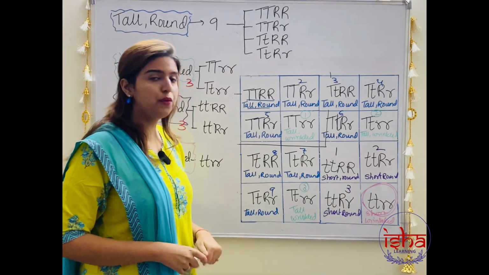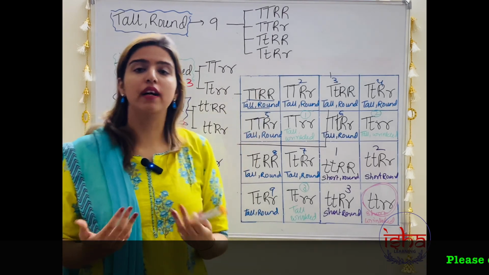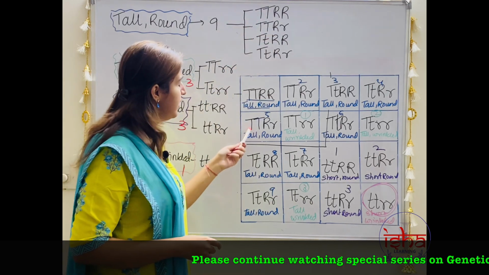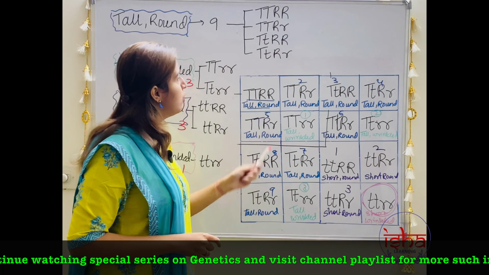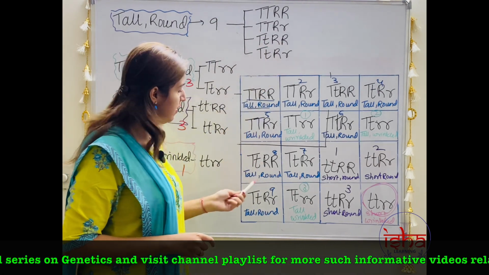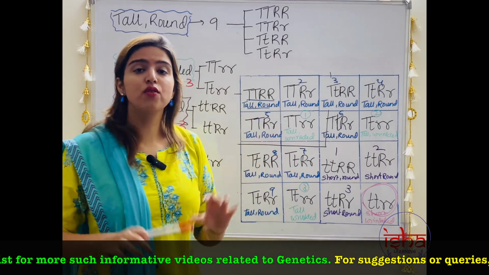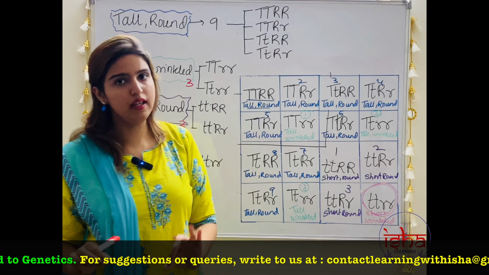So a simple way of doing it is to look at the first row. This is the genotype of your tall and round plants. So TT RR, capital T capital T capital R small r, capital T small t capital R capital R, and capital T small t capital R small r. So these are the 4 genotypes possible that will give you a tall and round plant.